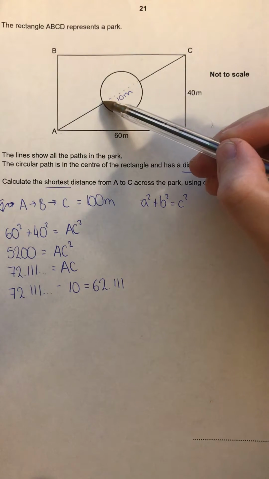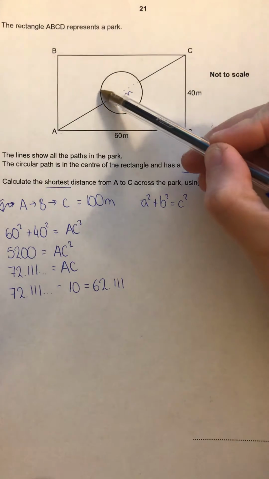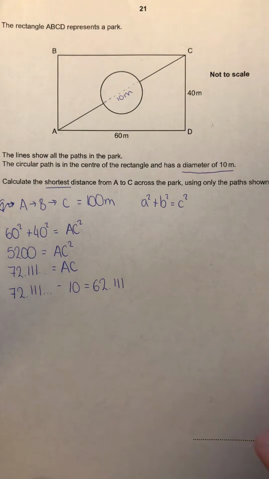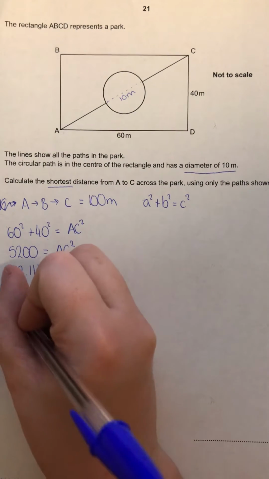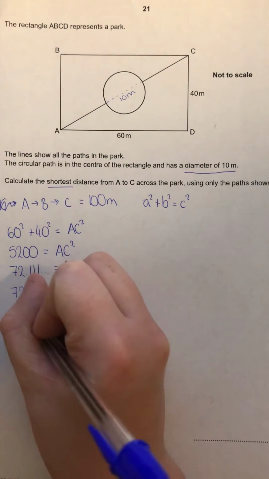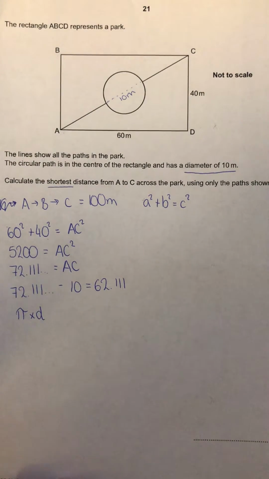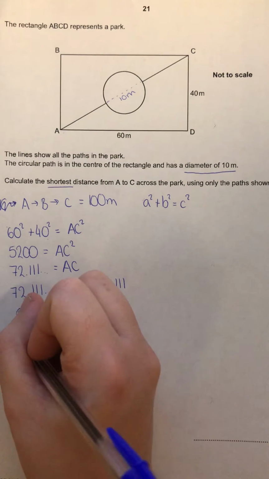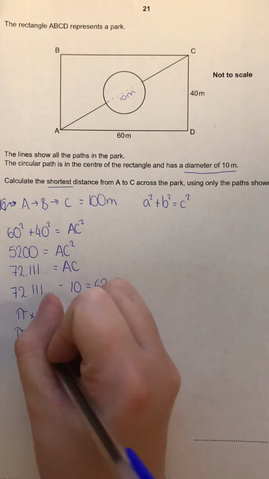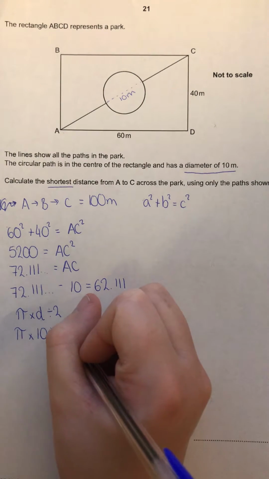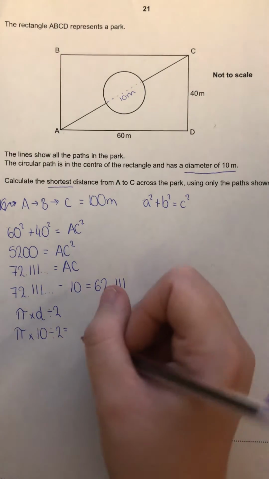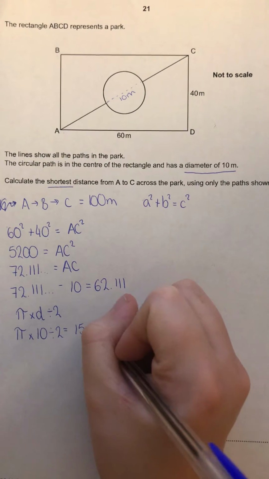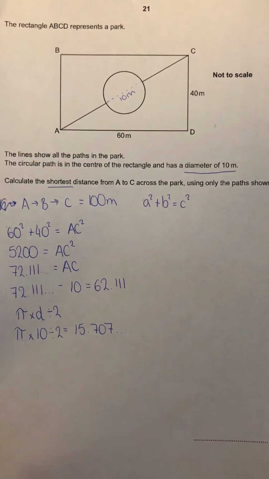But now we need to calculate the length of this curve. So to do that, we're going to need to use the circumference of a circle. So the circumference of a circle is pi d, pi times the diameter. But we just want half of that, so we're going to divide it by 2. So if we input our value of d, we need to do pi times 10 divided by 2. If you type that into your calculators, you should get 15.707, and it goes on for a while.